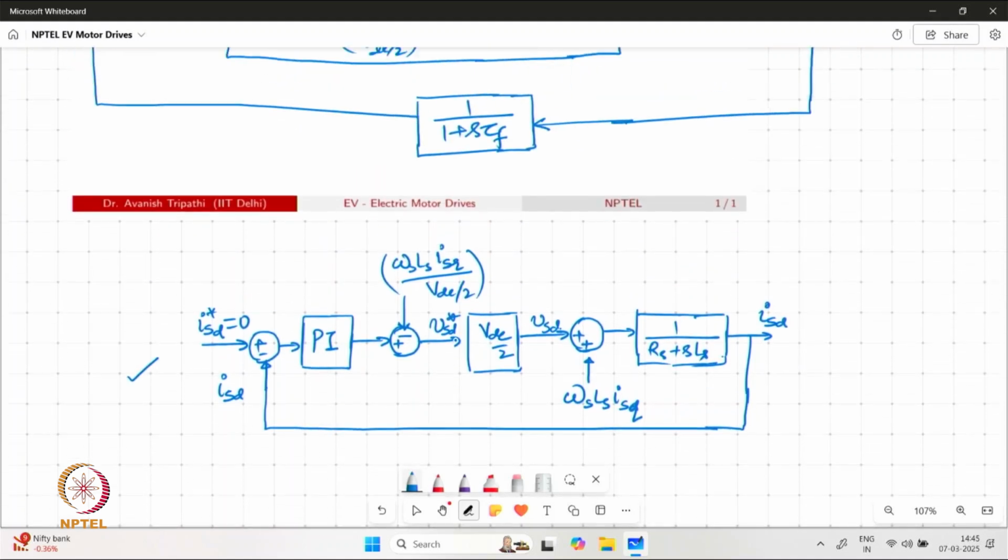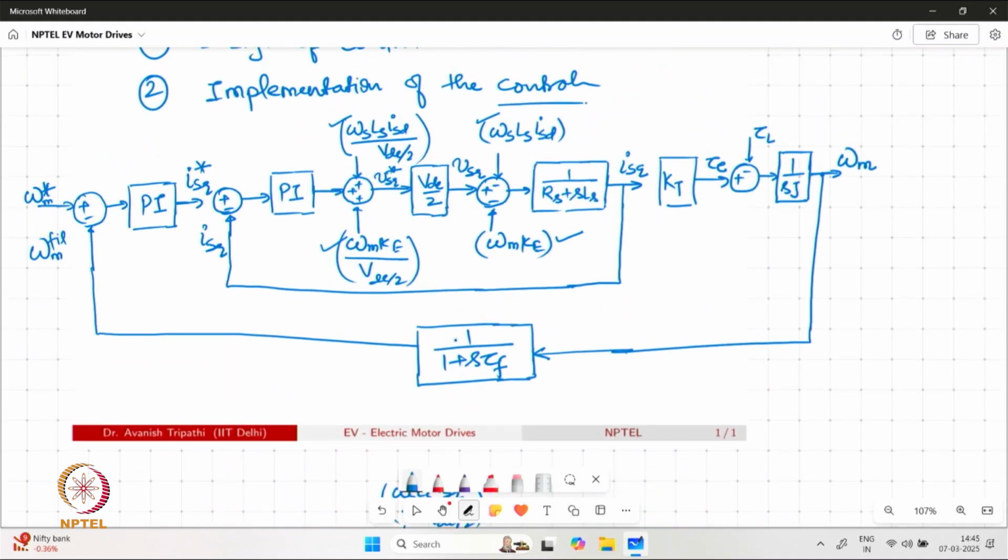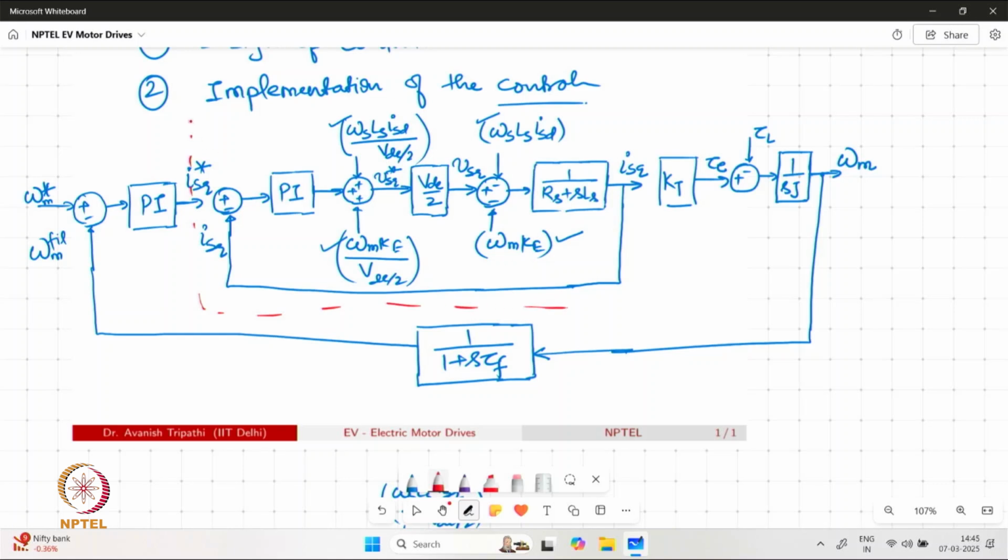However, if we see the speed control loop, we are finding that the ISQ control loop is basically sitting inside the speed control loop. So I can mark that within this red box. Now once again, going by the method what we have considered for DC motor control, whenever we have multiple control loops coming within each other, we need to consider cascaded control approach.